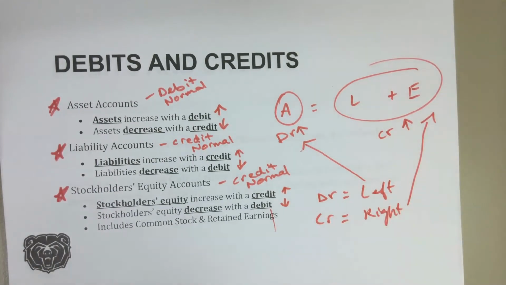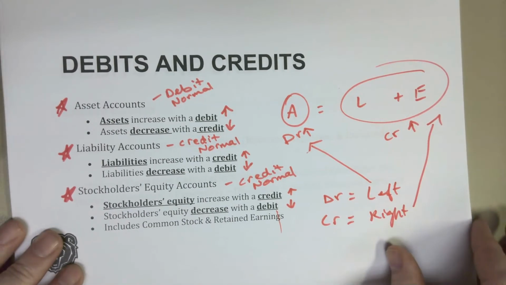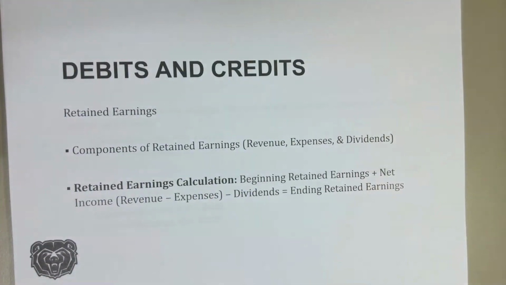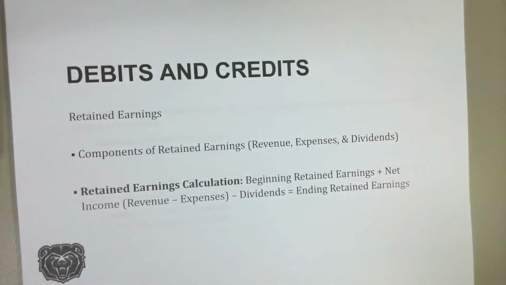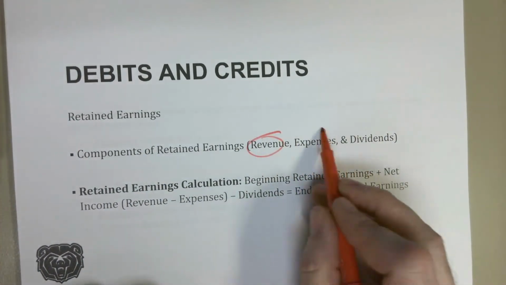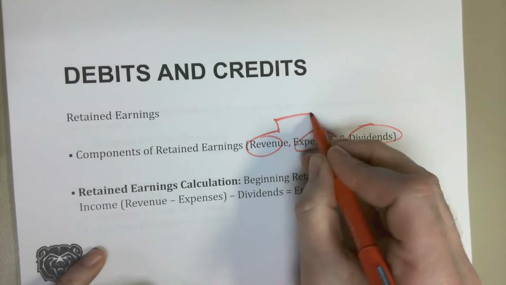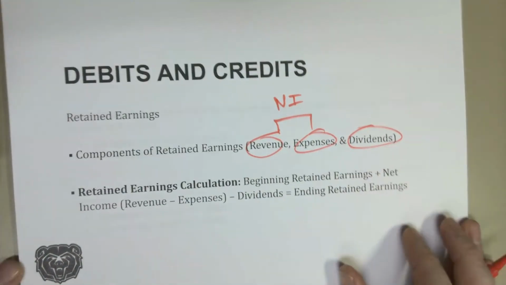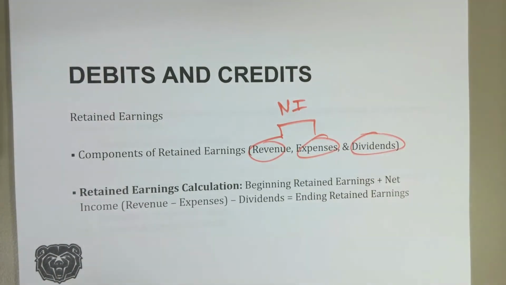Now, there are two exceptions to this, and we will talk about them and why it makes sense. And you can still use your accounting equation to figure that out. Okay. So, retained earnings. We have components of retained earnings. We have revenues, expenses, and dividends, right? Revenues and expenses equal net income. Okay. Recall that expenses are going to be a negative number, and dividends are going to be a negative number.